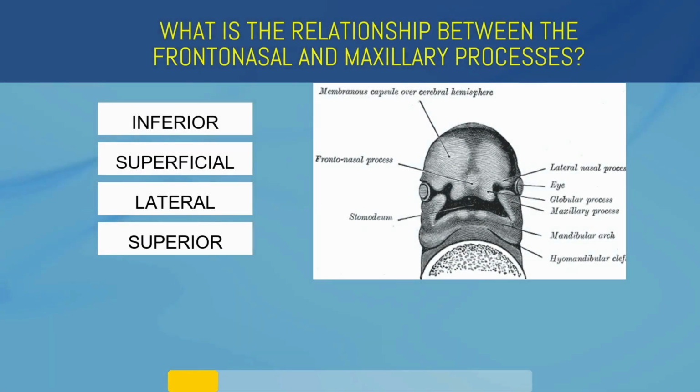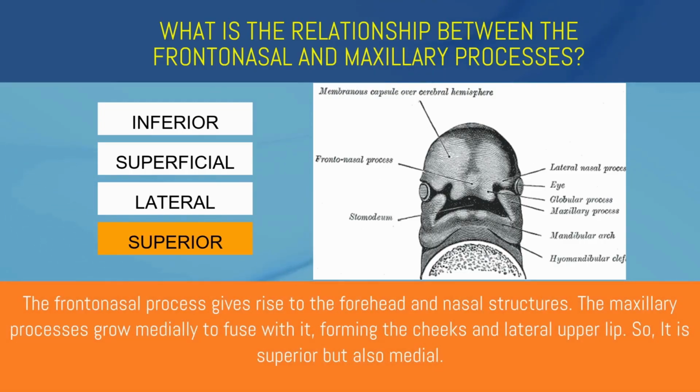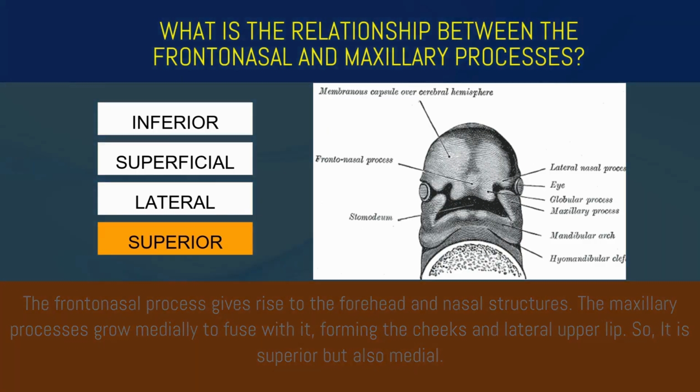What is the relationship between the frontonasal and maxillary processes? Inferior, superficial, lateral, or superior? Superior. The frontonasal process gives rise to the forehead and nasal structures. The maxillary processes grow medially to fuse with it, forming the cheeks and lateral upper lip. So it is superior but also medial.